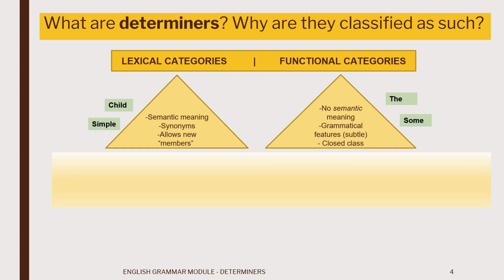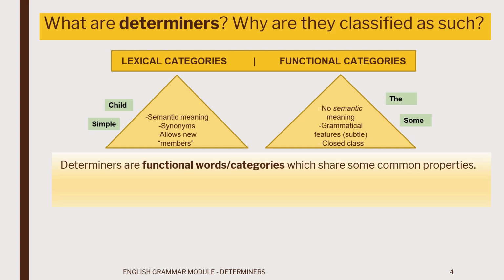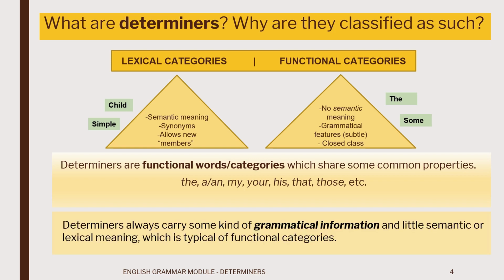So having this in mind, now we know that determiners are functional categories or functional words, and they are grouped together because they share some common properties. There on the screen you have some examples of determiners. We will see them and study them in detail in the following slides. And this is a crucial piece of information. Determiners always carry some kind of grammatical information and little or no lexical meaning. And this is, as we said, typical of functional categories.